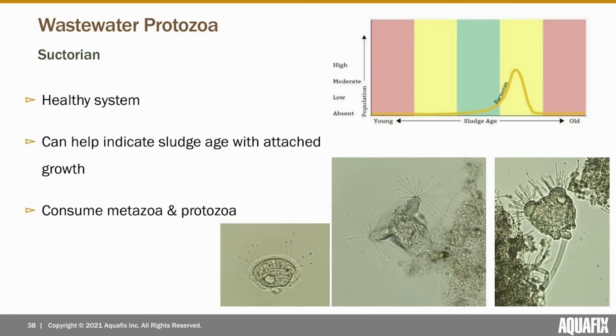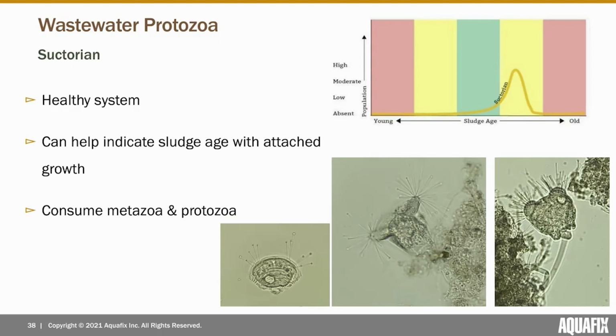Succutorans come in many shapes and sizes, as you can see in these photos, but they do all have tentacles. And these tentacles are used to capture and consume metazoa or protozoa. If they're observed with their tentacles scrunched up though, it's going to be indicative of high levels of ammonia present.